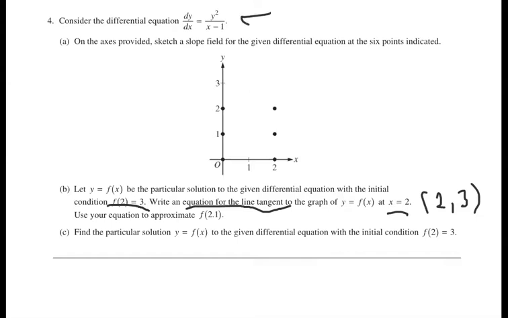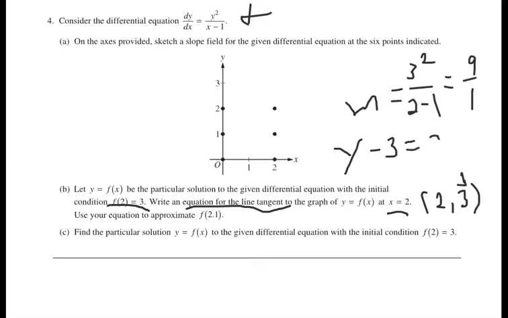Well, the slope is this differential equation up here at the top. So you're going to plug 2, 3 into the problem. So we get 3 squared. That's the 3 down here, that y value. And then plugging in your 2, we end up getting the slope to be 9 over 1, which is 9. The equation of the line is going to be y minus 3 equals 9 times x minus 2 from the point-slope formula.